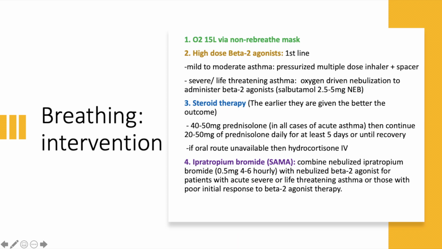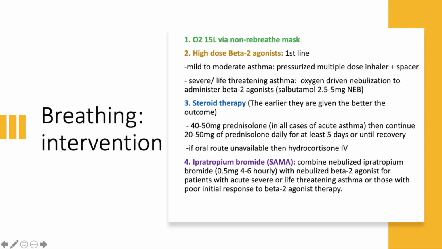Moving on to the H of the mnemonic, which stands for hydrocortisone, so steroid therapy. The earlier this is given, the better the outcome, so this will be given in any acute asthma exacerbation. First line is actually 40 to 50 milligrams of prednisolone orally. However, if the oral route is unavailable, then we would give hydrocortisone IV.